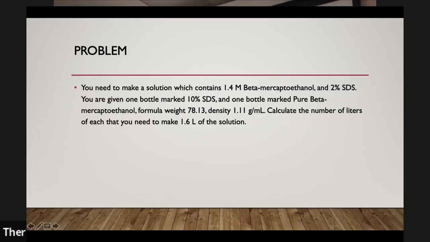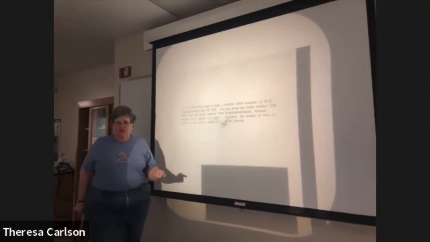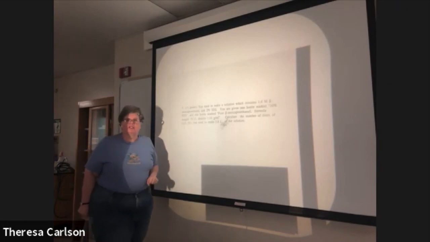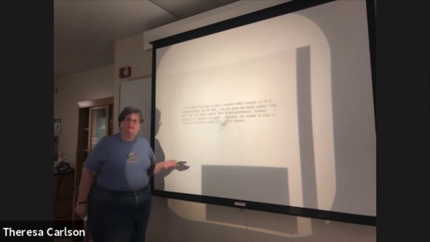And I'm going to read this to you because I know on video this is going to be kind of small for you to see. So it says, you need to make a solution which contains 1.4 molar beta-mercaptoethanol and 2% SDS. Now, this is an actual previous exam question. So this is the level of difficulty that you're going to see on exams. We're not just going to give you very simple things that only require you to use M1V1 equals M2V2. We're going to throw in extra information and multiple calculations for you.